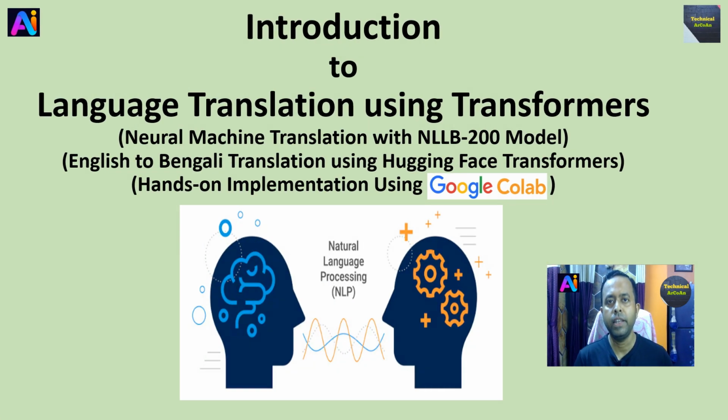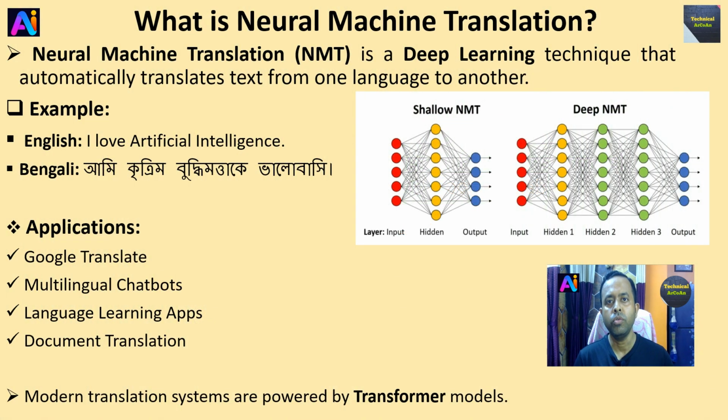Today we will build a language translation system using a transformer model. Here we will use Meta AI's pre-trained model NLLB-200 Distilled 600M, which is a multilingual transformer-based model. Here it is used to translate English sentences to Bengali sentences. So first, we should know what neural machine translation is.